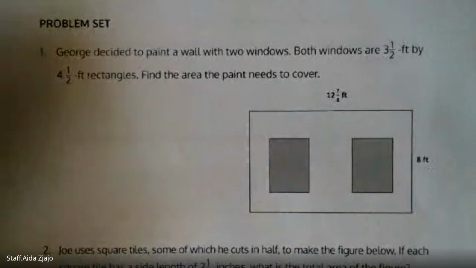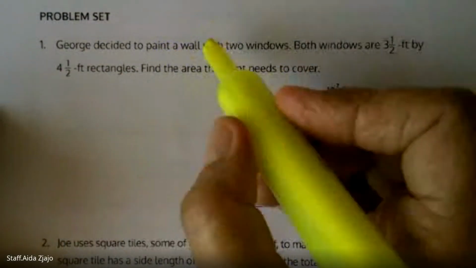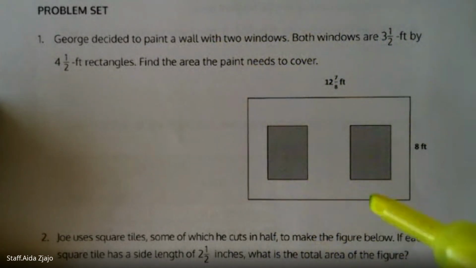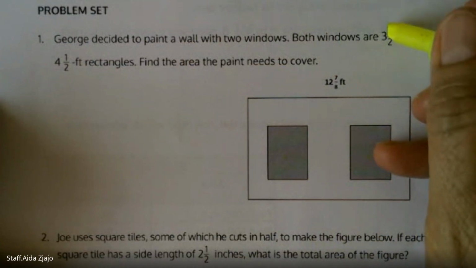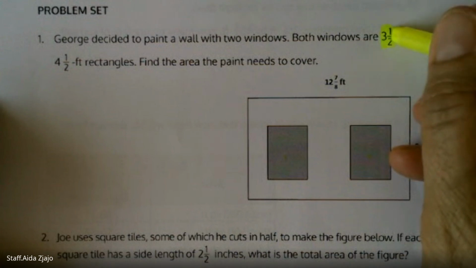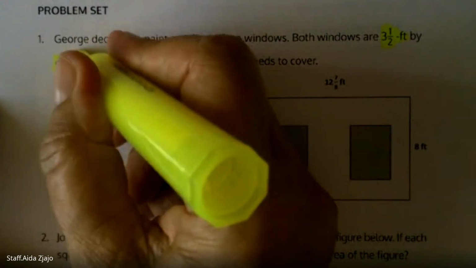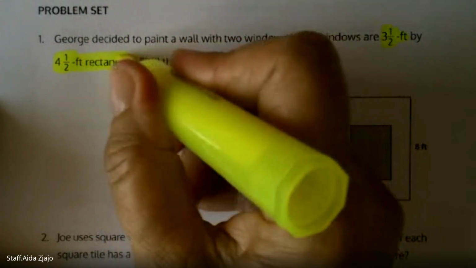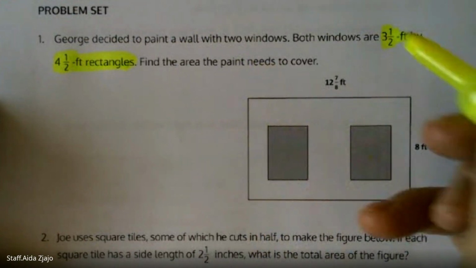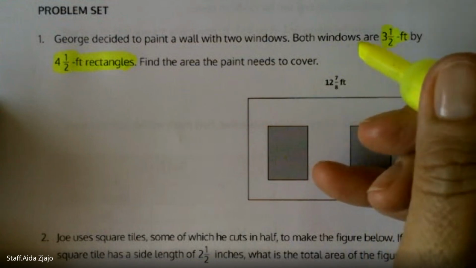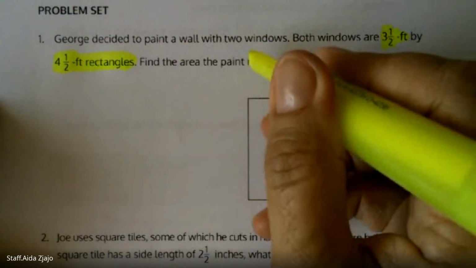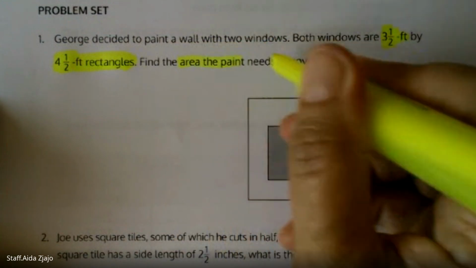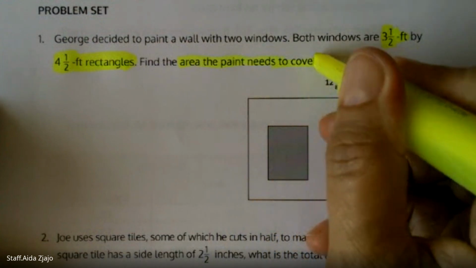Jorge decided to paint a wall with two windows. These are the two windows. Both windows are 3.5 feet by 4.5 feet rectangles. Find the area the paint needs to cover. That's the question.